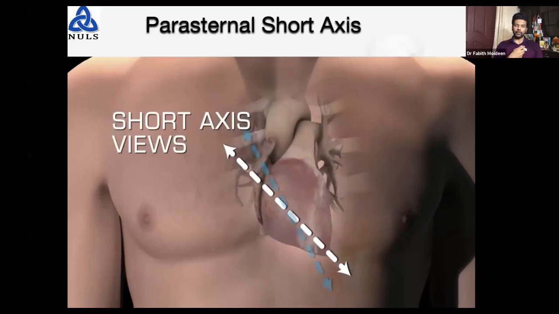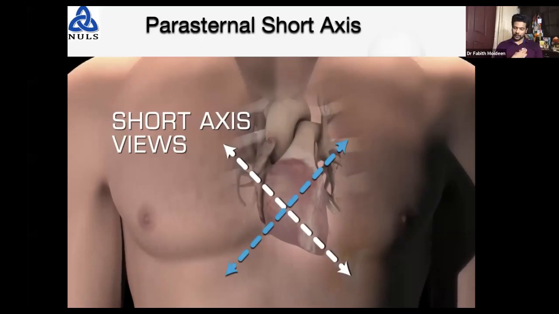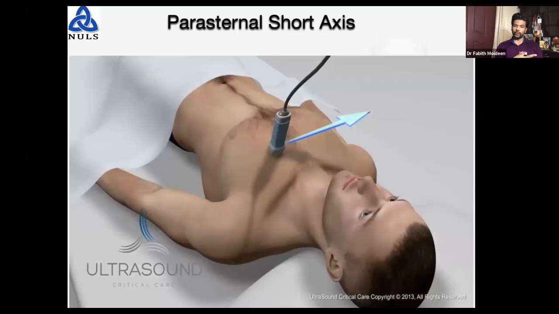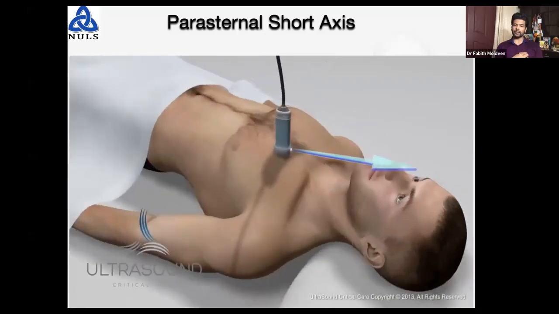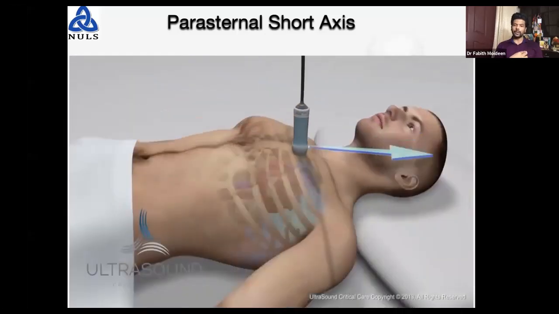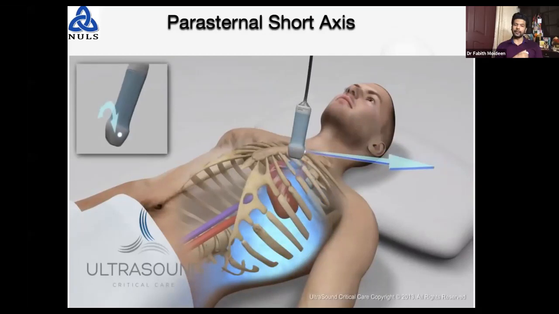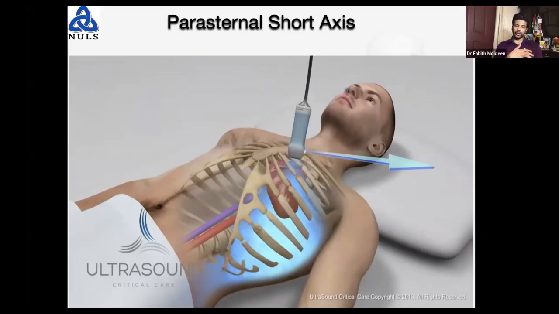So the important thing to remember here is you should never slide after you get a good view of parasternal long axis. Once you get a good view of the long axis, you need to only rotate the probe 90 degrees. That's all. This is very, very important. You should not slip. You should not slide. Nothing. Just rotate 90 degrees. You will get the LV in short axis.